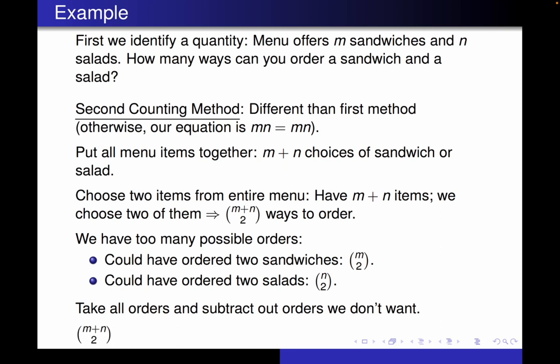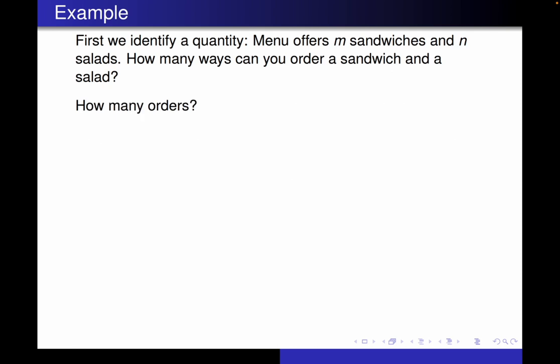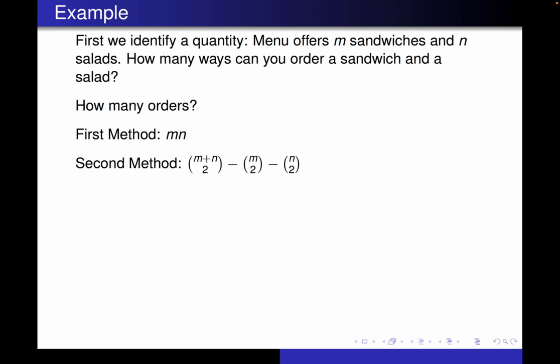That's all the pairs. We're going to subtract out the ordering two sandwiches. We're going to subtract out the ways we can order two salads, and that gives us our result. So how many orders do we have? Well, on the one hand, we have M times N orders. On the other hand, we have M plus N choose 2 minus M choose 2 minus N choose 2. Since those are both counting the exact same thing, they are actually equal. So M times N equals M plus N choose 2 minus M choose 2 minus N choose 2.